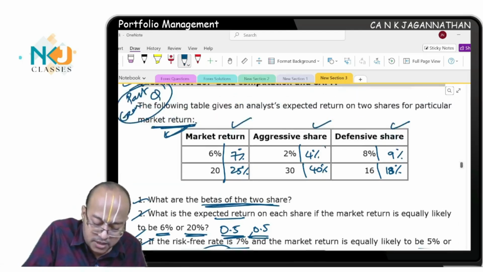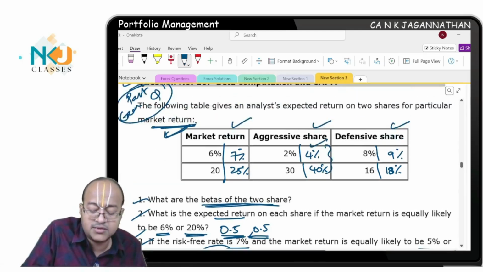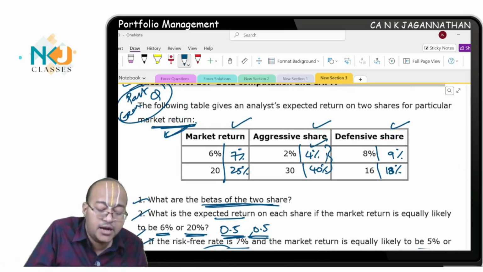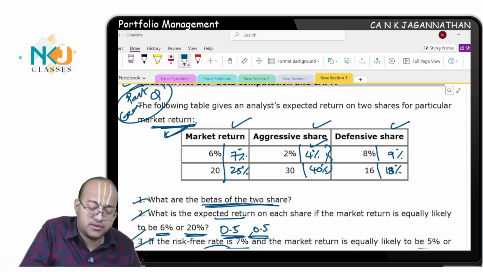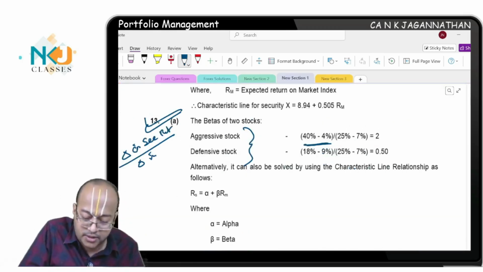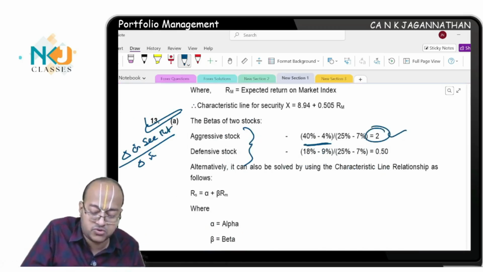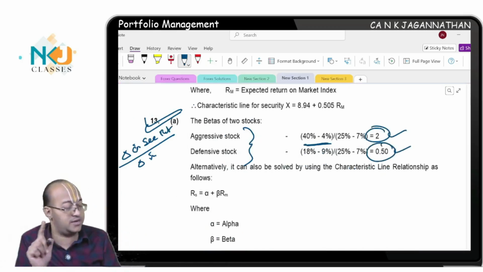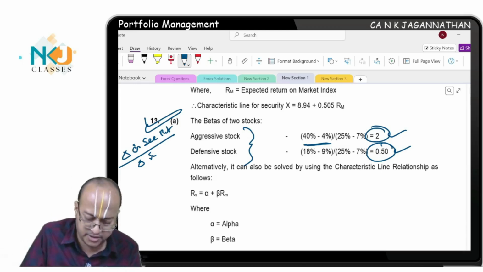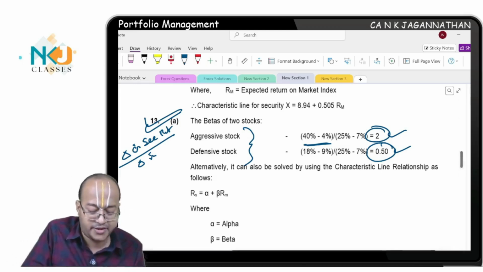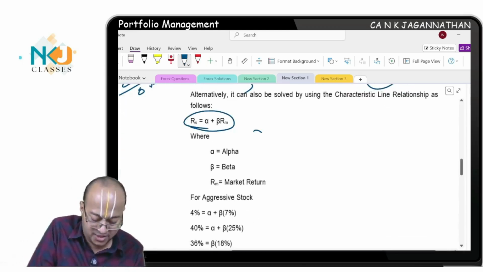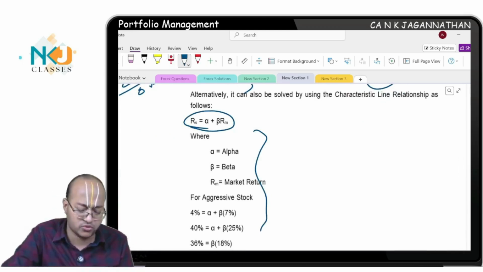See, 40% minus 4%. For the aggressive stock, the change in security return is from 40 to 4, 36%, divided by the change in market return, 25 minus 7, 18. So 36 divided by 18, beta comes to 2 for the aggressive stock. For the defensive stock, it comes to 0.5: 18 minus 9% divided by 25 minus 7.